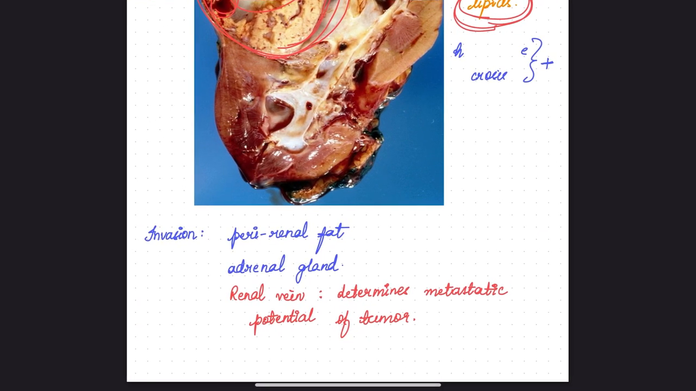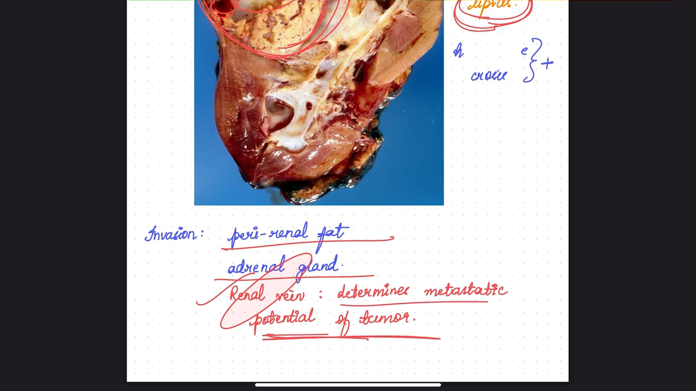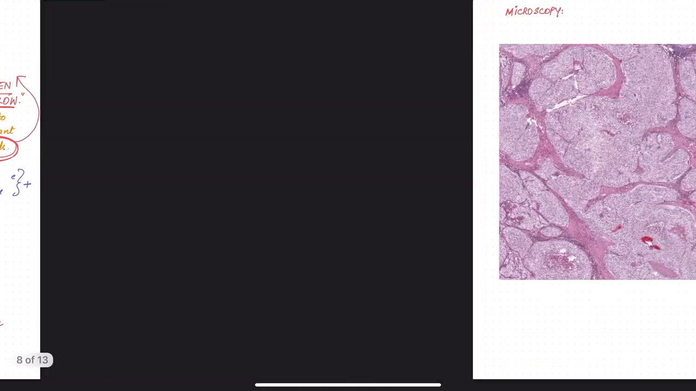And here invasion can be present. This clear cell variant can invade into the perirenal fat, the adrenal gland, and the renal vein. The renal vein invasion is the most important finding because it determines the metastatic potential of the tumor.